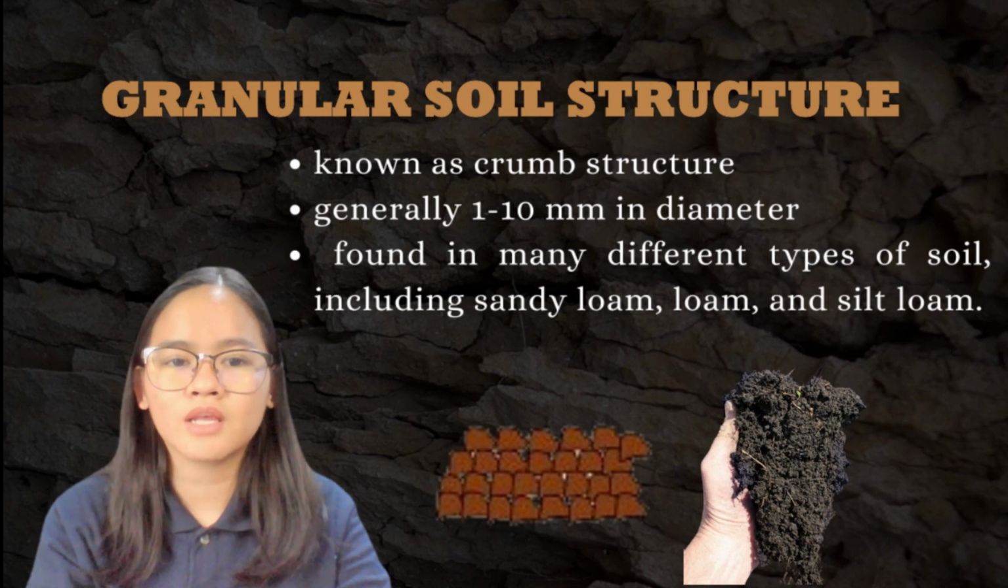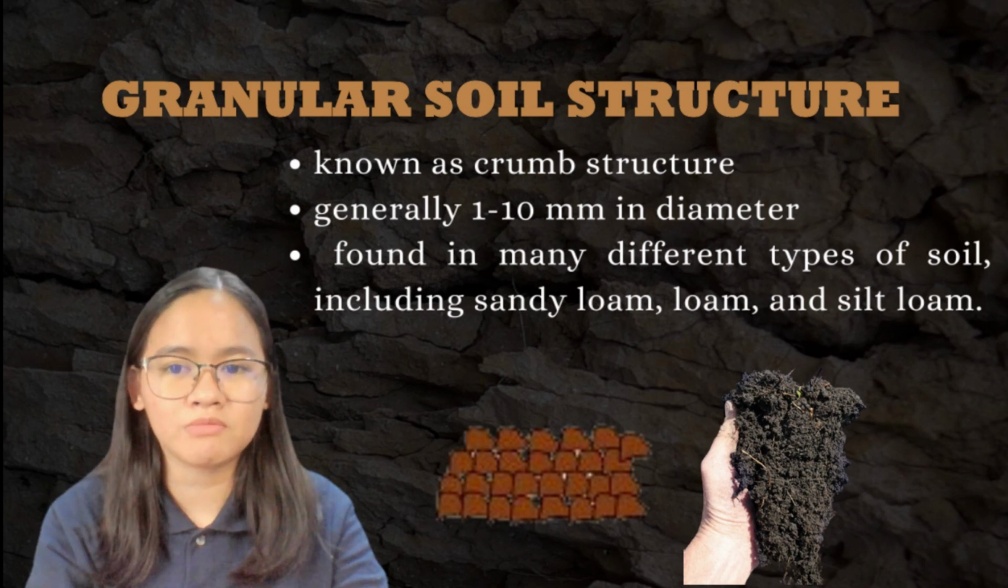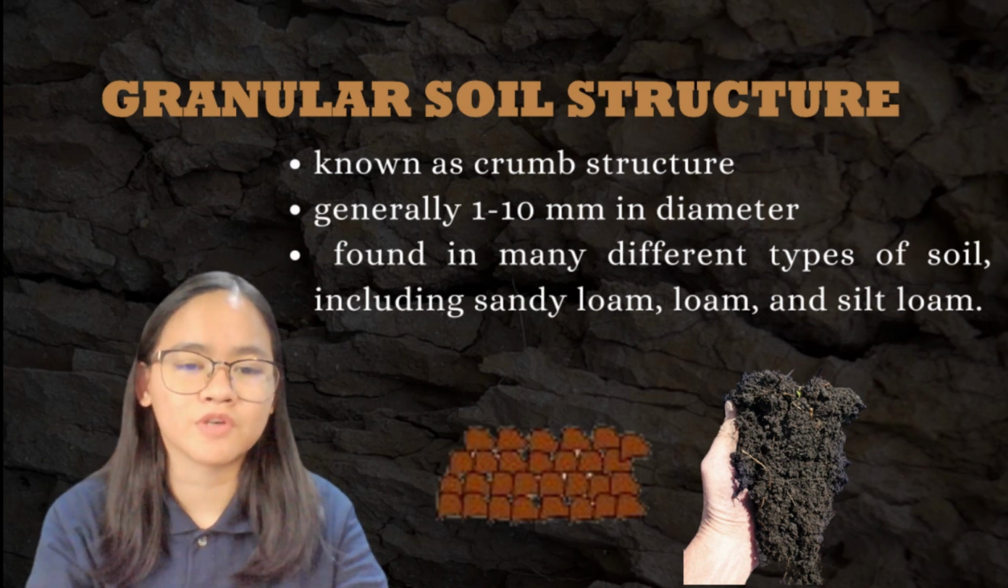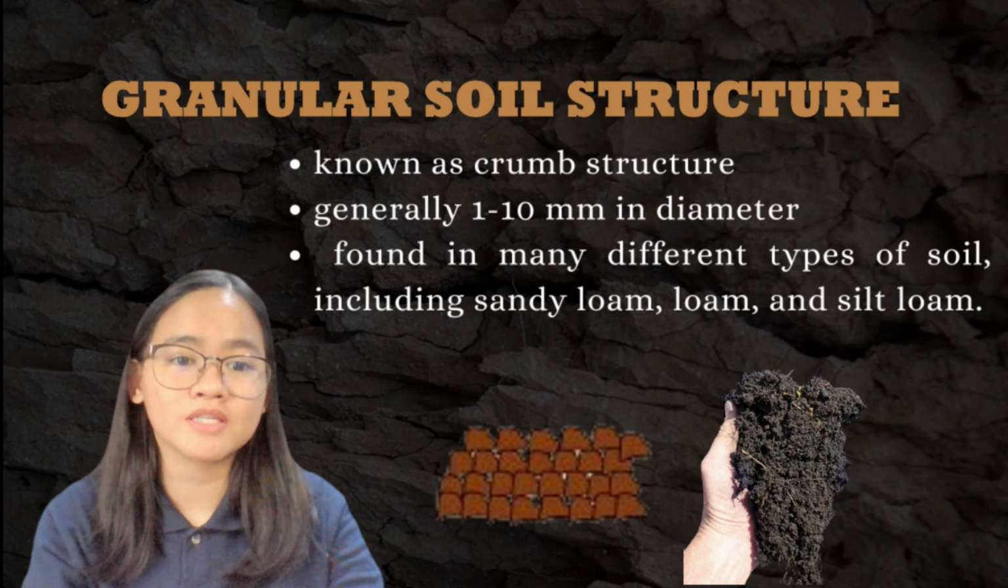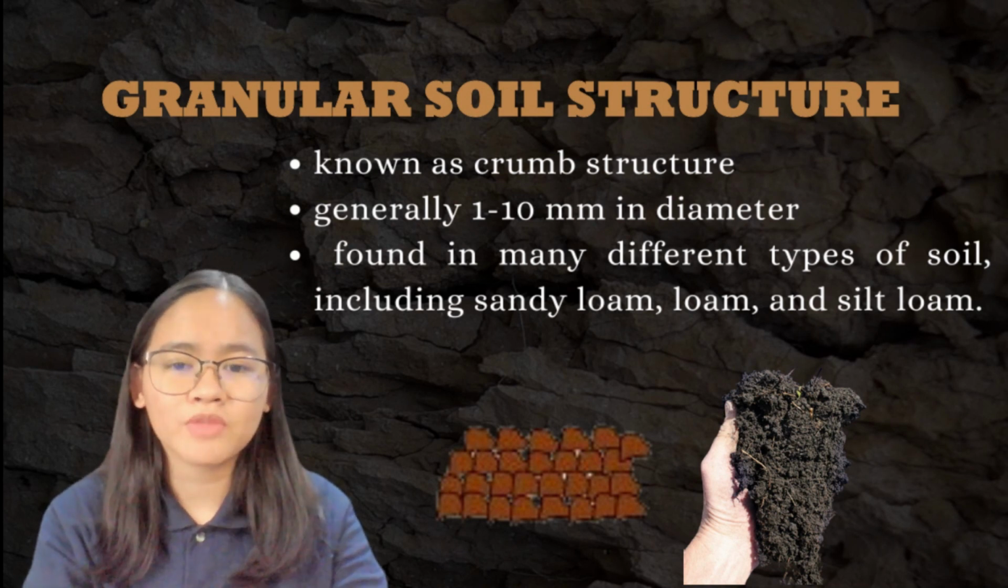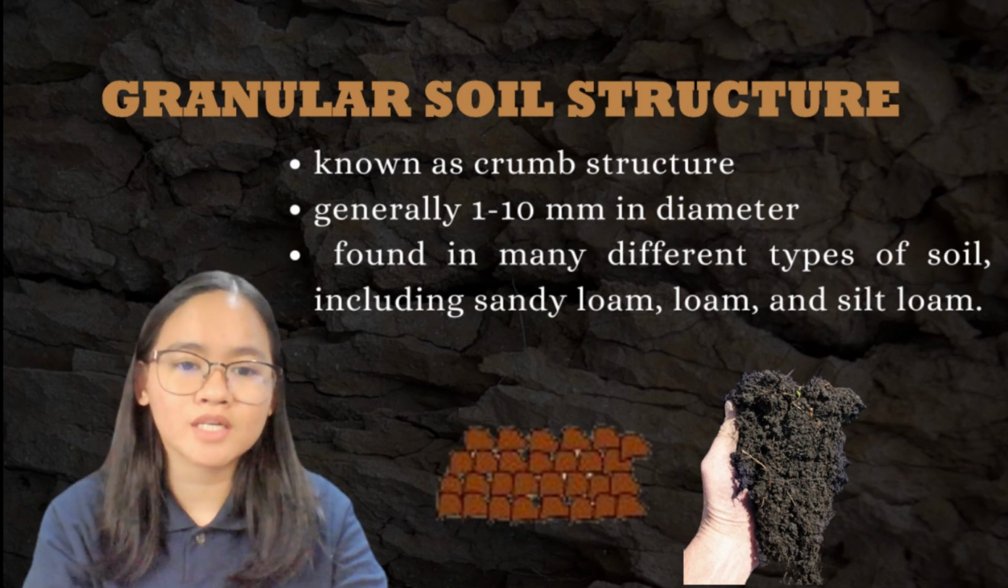They are most typically found in the soil profile's A horizon. Granular soil structure may be found in many different types of soil, including sandy loam and silt loam. It is regarded as the most desired form of agricultural soil structure since it provides for good root penetration, water and nutrient retention, and overall plant growth.